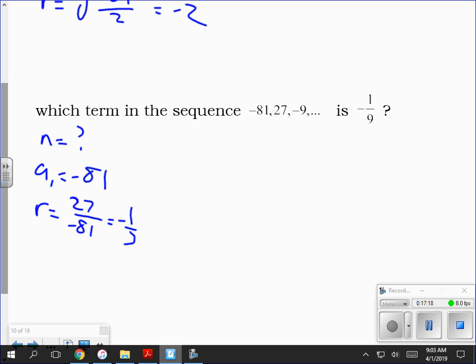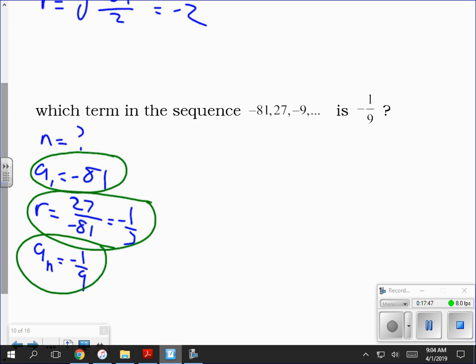And I need the nth term. I need the last term. I'm looking for what that subscript is. I'm looking for what term number is -1/9. A sub n is -1/9. We just don't know where it falls in the sequence. It's a number in the sequence. We're trying to figure out where it falls. N will tell me where it falls in the sequence. Plug the ones we know into our geometric sequence formula.